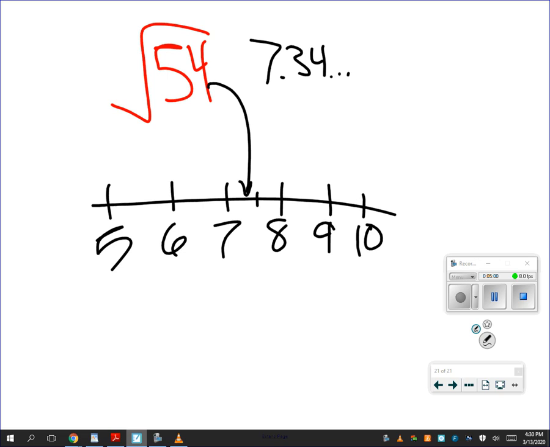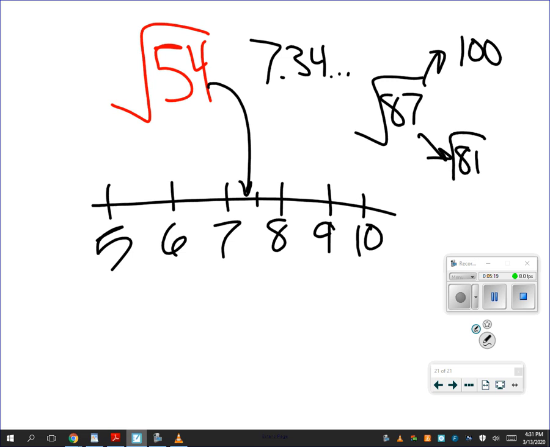Let's say I had the square root of 87. Let's find the perfect squares around it. The perfect square above 87 is 100, and the perfect square below is 81. I know those square roots: 10 and 9. So the square root of 87, without a calculator, has to live somewhere between 9 and 10. 87 is a little closer to 81 than to 100, but it's also pretty close to in between.